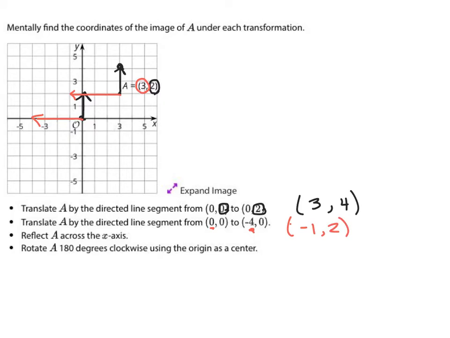How about I reflect across the x-axis? I have the x-axis here. I'm reflecting across the x-axis. So it's going to end up right here, which is 3, negative 2. And it's the y value that changes signs. So that is an x-axis reflection. The y value changes signs. Woohoo!